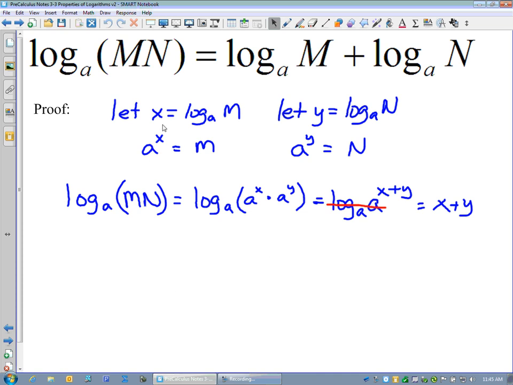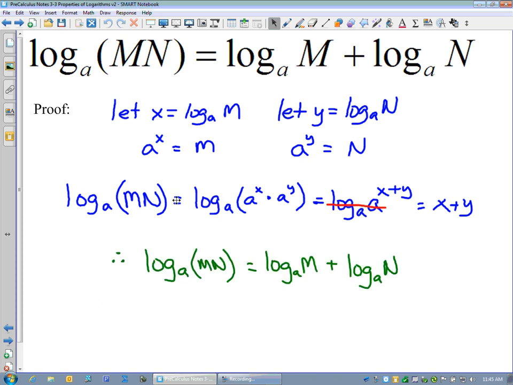But since we said x is equal to log base a of m, and y is equal to log base a of n, then we can say, therefore, what we started with is going to be equal to x plus y, which is log base a of m plus log base a of n. And we're done. Now for the division property, or the quotient property, that one is going to be proved basically the same way.